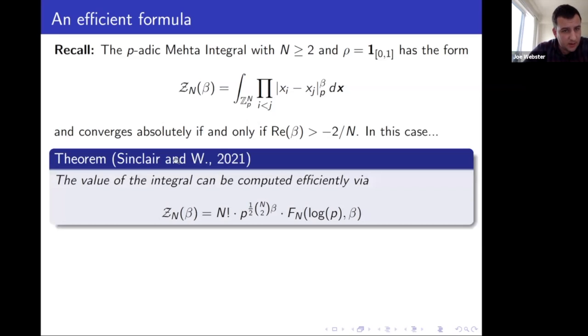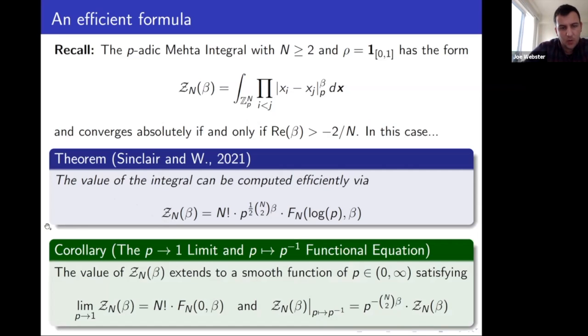Okay, so the theorem is, this is something that Chris turned me onto and I put in a slightly different form. The value of the integral can be computed efficiently with this quadratic recurrence. All you have to do is evaluate those fn's at r equals log of p. This is a natural log. And multiply by a little bit of front matter here. That will find you this integral in quadratic time in n. So for any fixed beta, you can compute Zn in n squared time. That's pretty nice, a nice alternative if you're just trying to get a value.